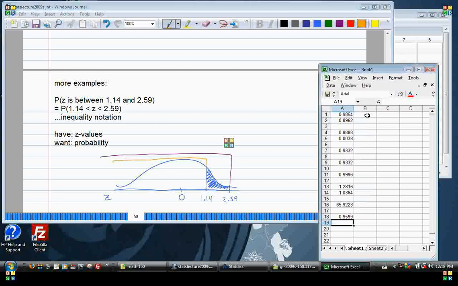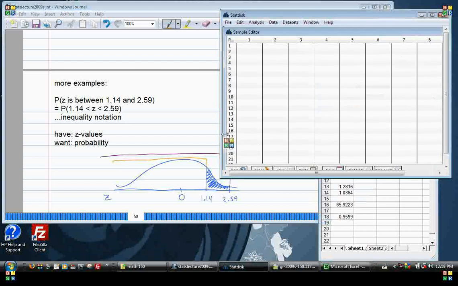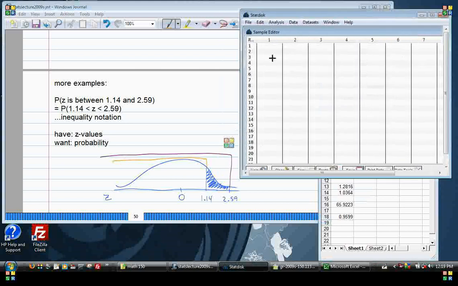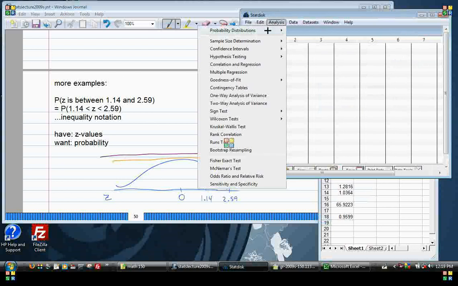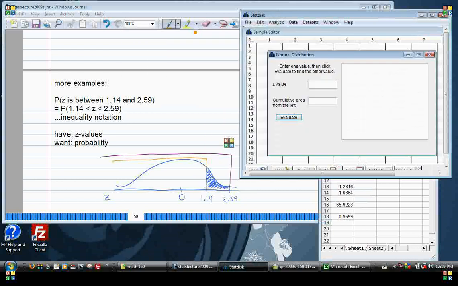So, how do we find those area values? Actually, I want to give us some practice using StatDisk. Let's use StatDisk. Analysis, probability distribution, normal distribution. So what do we type in? 1.14. And what do we need from here? Area to the left, which is?